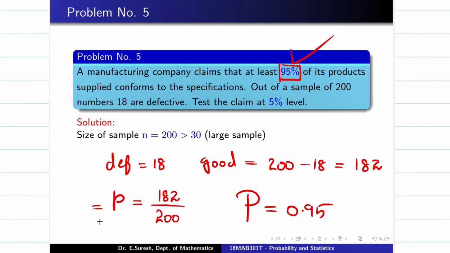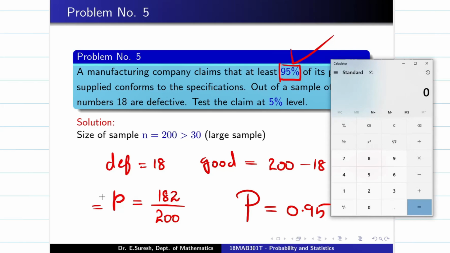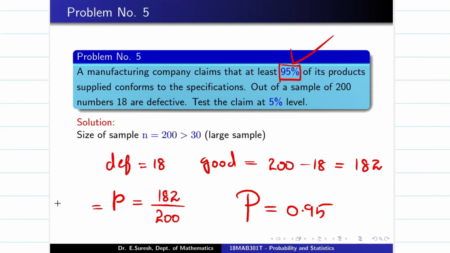But when I do this, what I get... you can always use the calculator, better. Don't do assumption. You can check here. So 0.91. Oh my God. When I buy 200 products, my good products are 91%. But the company is saying what? 95%. In this case, I get angry at the company.